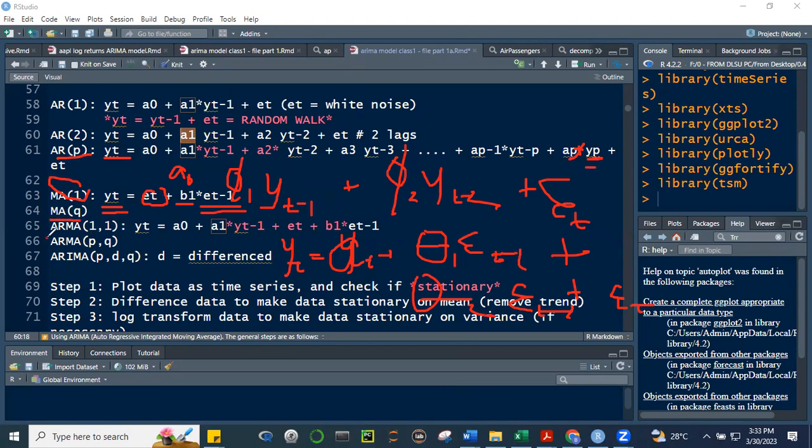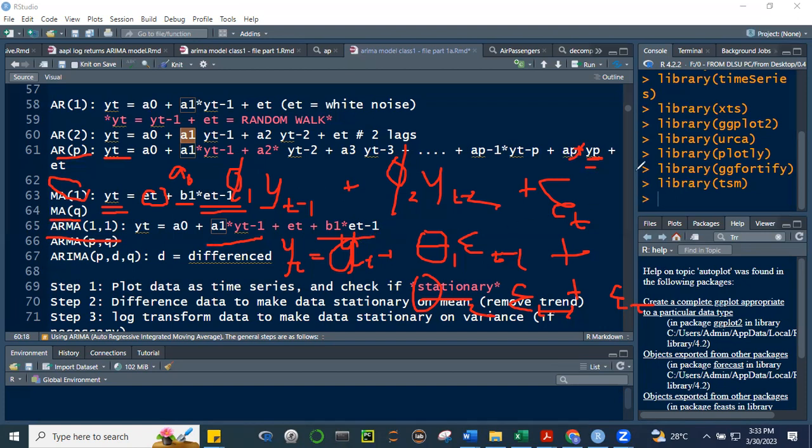Okay, so we can also combine the AR1 process and the MA1 process, the combination of which is your ARMA 1,1. So what's the equation for an ARMA 1,1 process? y sub t is equal to your intercept a sub 0 plus a sub 1 times y sub t minus 1. So this takes care of your AR1 process, and then this takes care of your MA1 process, epsilon sub t minus 1.